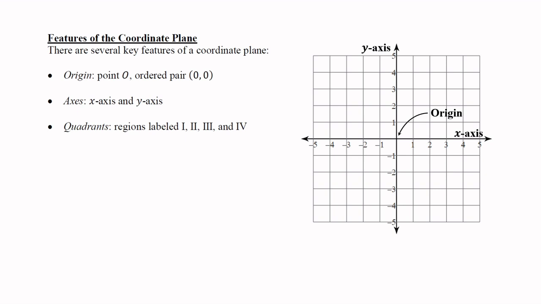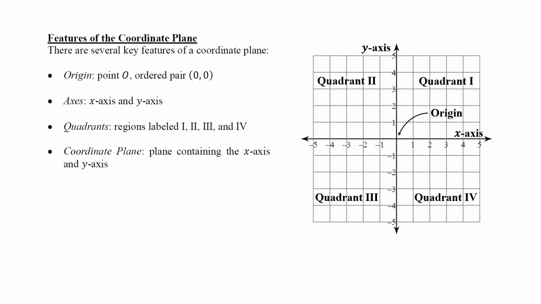So let's talk about where these quadrants are. In the quadrant where your x value and your y value are both positive, that is quadrant 1. Then we work our way counterclockwise around the coordinate plane. So quadrant 2 is in the upper left-hand corner, quadrant 3 is in the lower left-hand corner, and then quadrant 4 is in the lower right-hand corner. And all of this together makes up the coordinate plane.